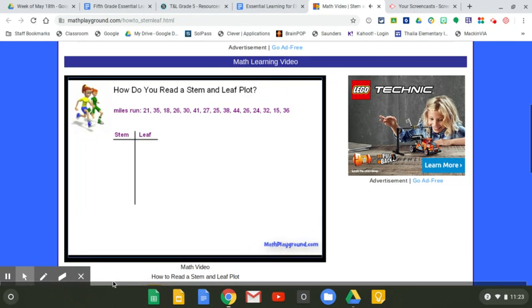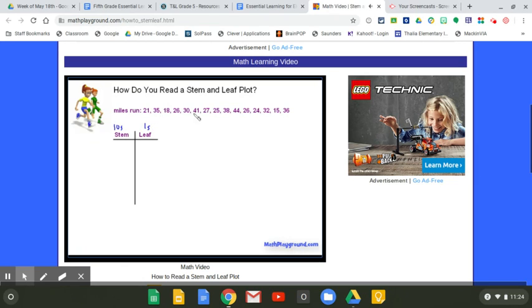In this example, the data that we're looking at, the number of miles run by each student, are all two-digit numbers. So we have a tens place and a ones place. So for this set of data, the stem is going to refer to the tens digit, and the leaf is going to refer to the ones digit.